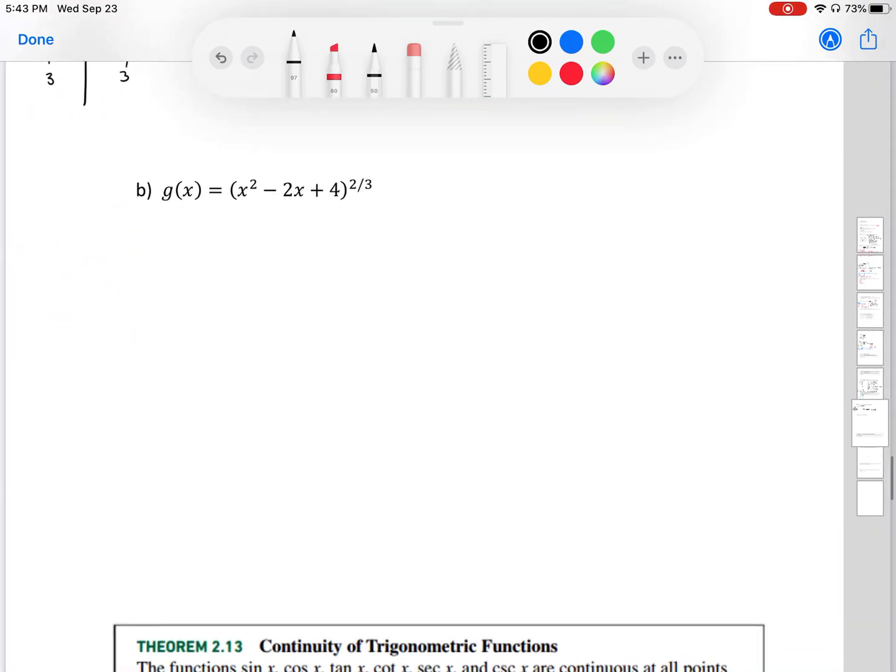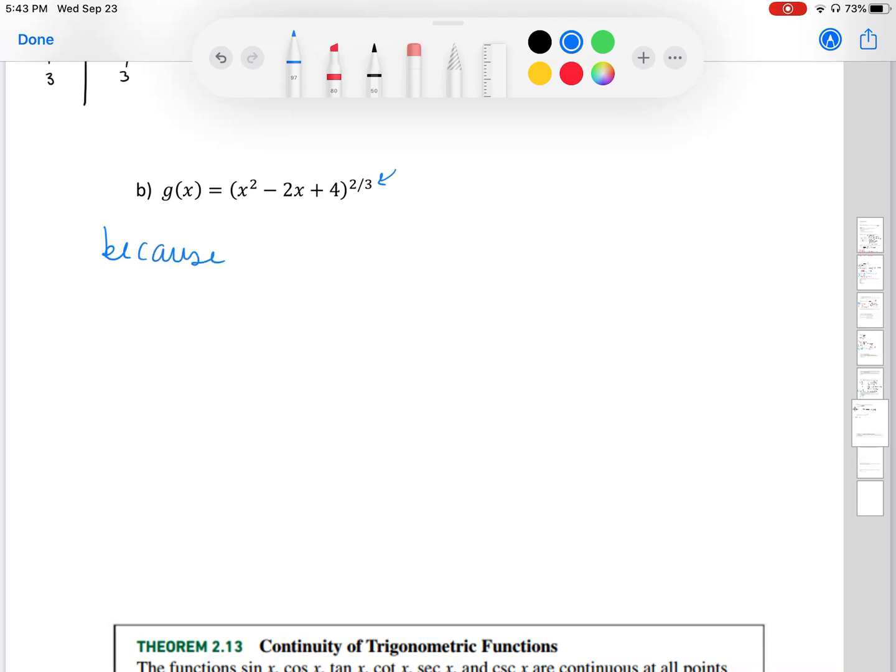Now for g of x, or part b, g of x equals x squared minus 2x plus 4 raised to the 2/3 power. I don't have to do as much effort because I have that n that's odd, meaning I'm working with a cube root. Therefore, it's continuous.